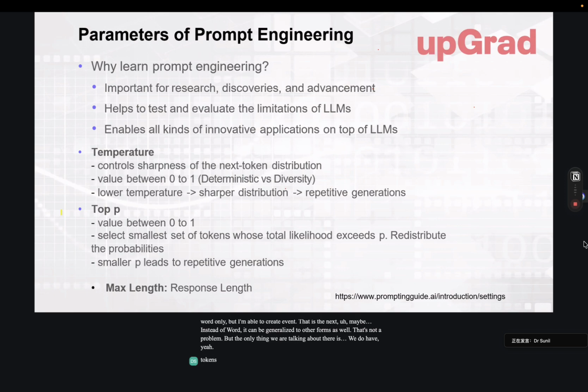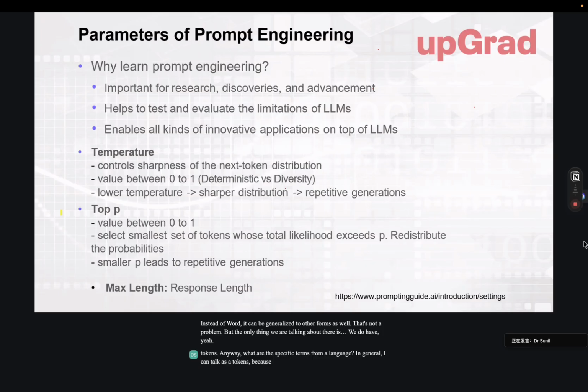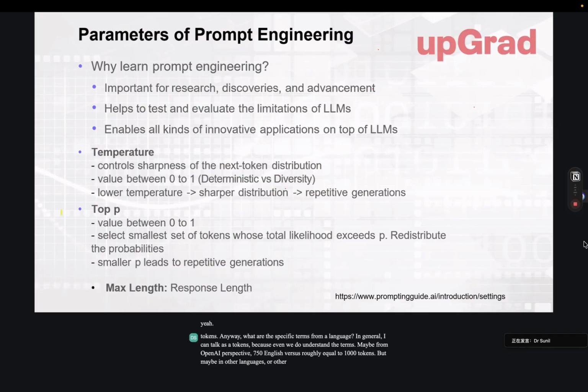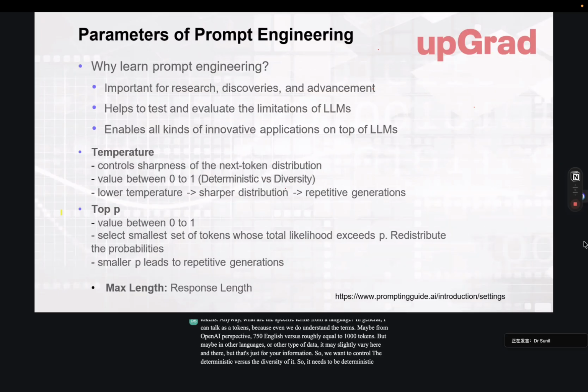But the only thing we are talking about there is tokens. Words are the specific terms from a language. In general, I can talk in terms of tokens. From OpenAI's perspective, 750 English words is roughly equal to 1000 tokens. In other languages or other types of data, it may vary slightly here and there, but that's just for your information. So we want to control the deterministic versus the diversity of it. It needs to be deterministic answers or diversity. That's where the 0 to 1 range comes in.